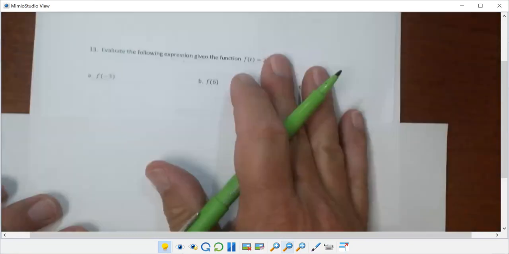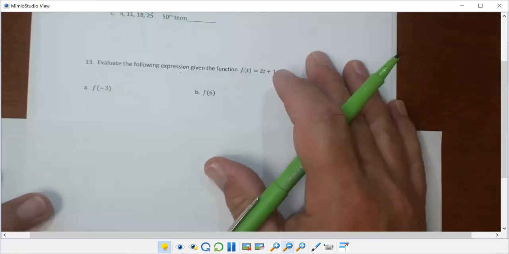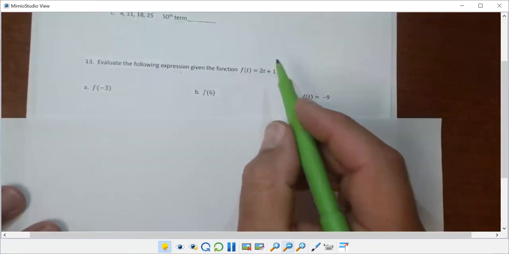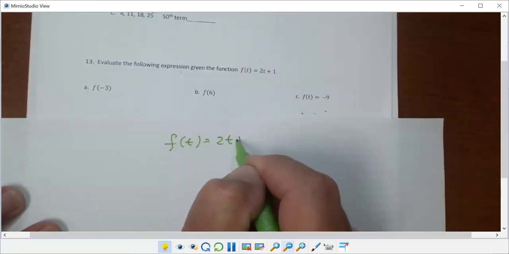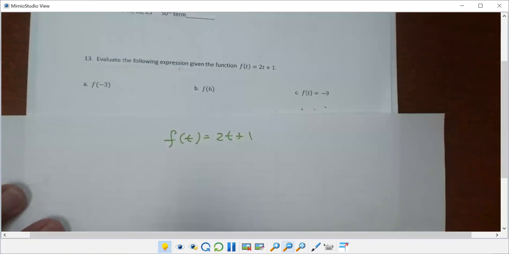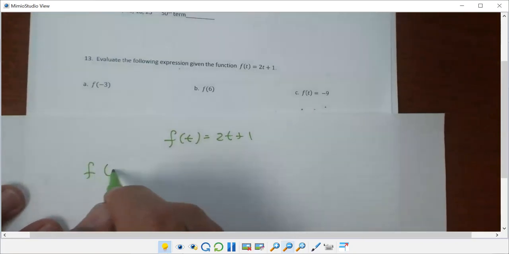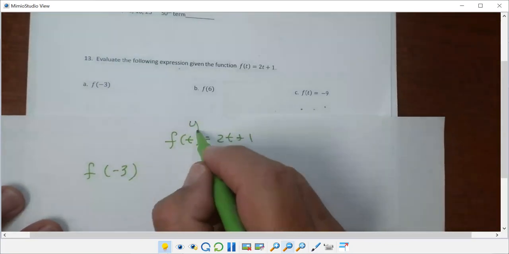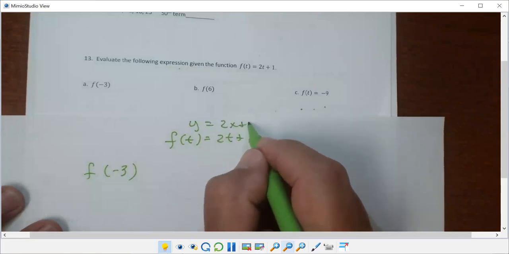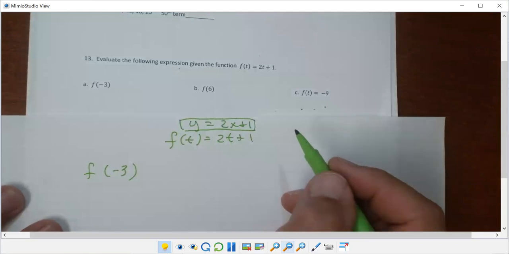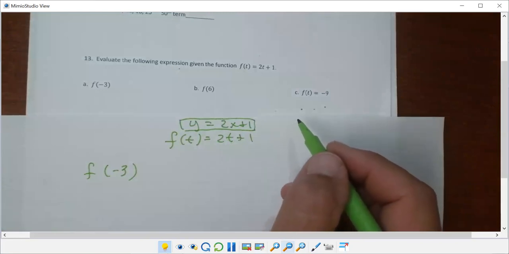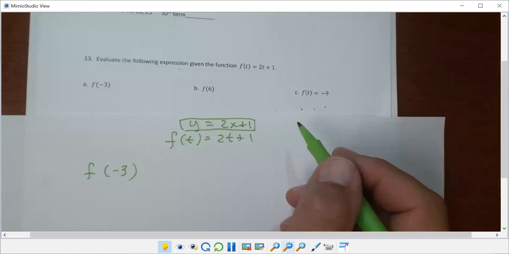Here's one. We did this in Desmos. So we're just kind of doing this. This is f of t. All right, f of t equals 2t plus 1. If you look at this first one here, it is -3. There's two ways you can do it. You could put this in the graphing calculator as y equals 2x plus 1, then look at the graph or the table and you could get it. I think that's the easiest way to do it.